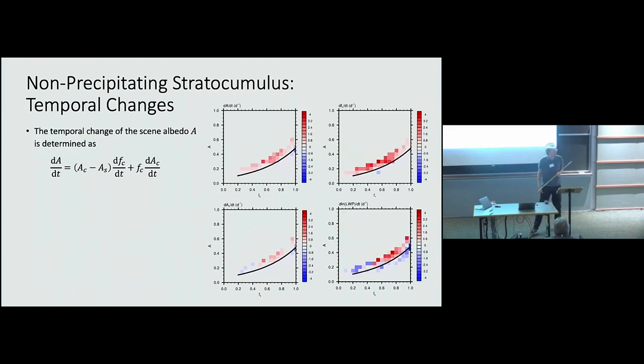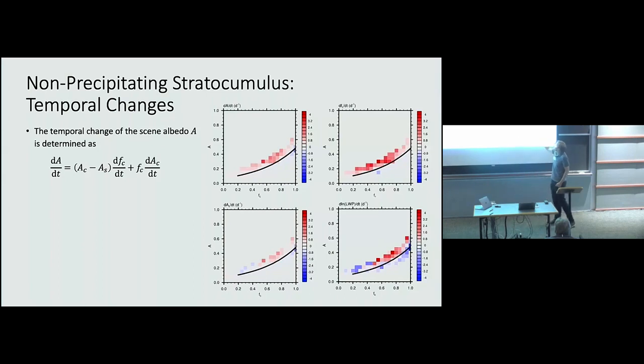And to understand this a little bit better, we took the temporal derivative of the scene albedo, which is composed of the temporal change in the cloud cover and the temporal change in the cloud albedo.